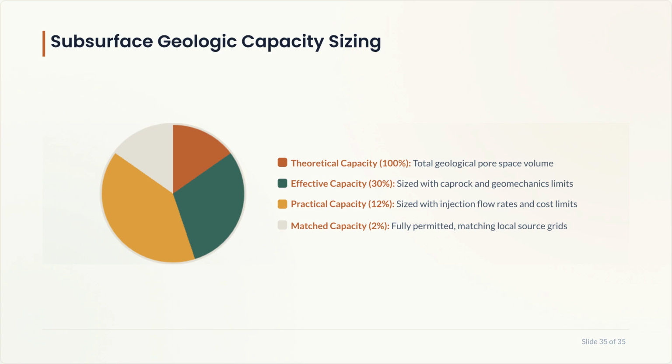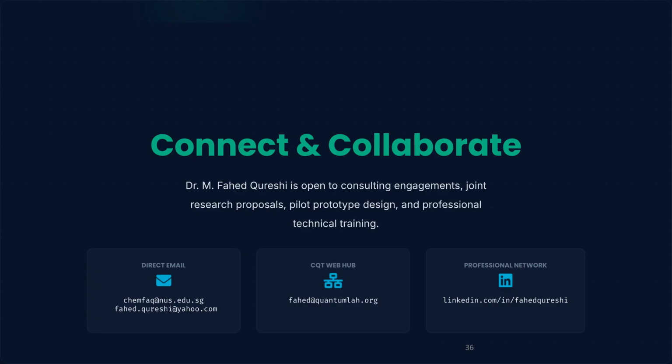Geologic capacity is calculated in stages, from total theoretical volume to effective capacity limited by rock mechanics, then practical capacity based on economics, and finally matched capacity within local infrastructure grids. This concludes our module on geological CO₂ storage.